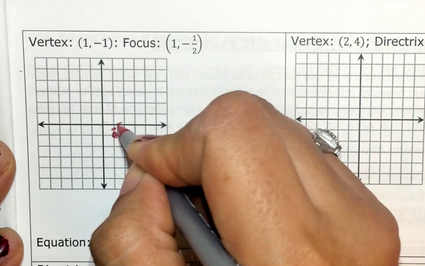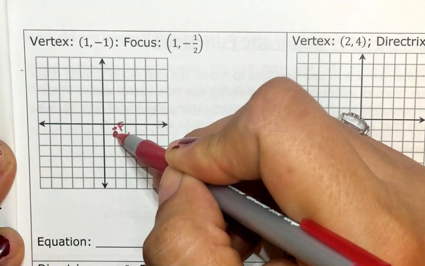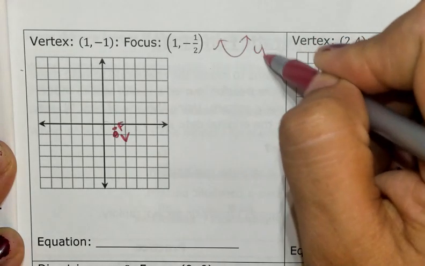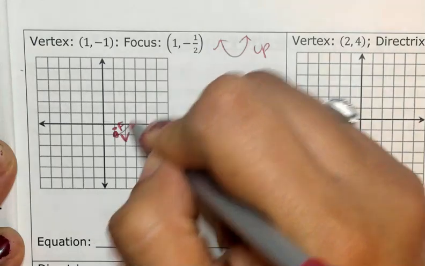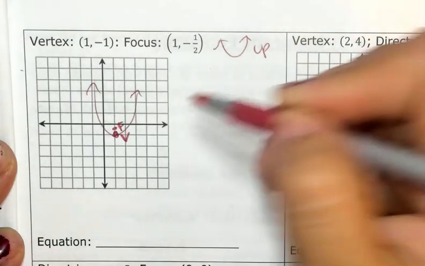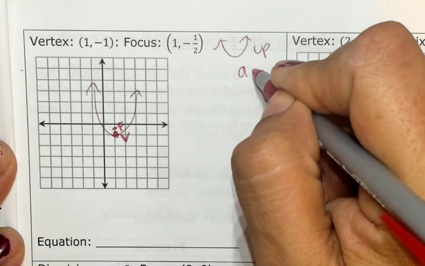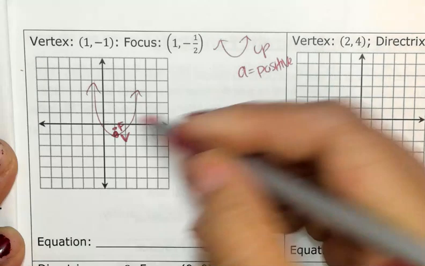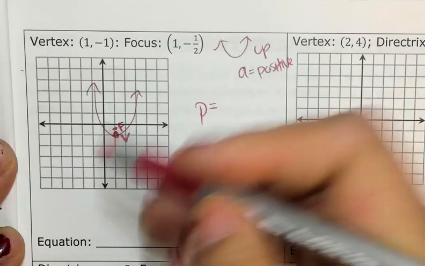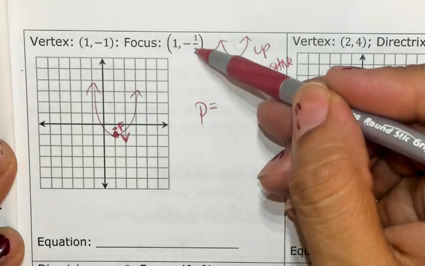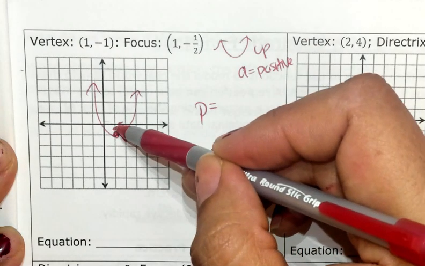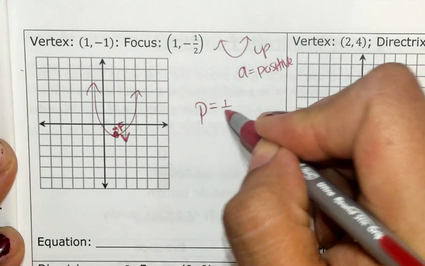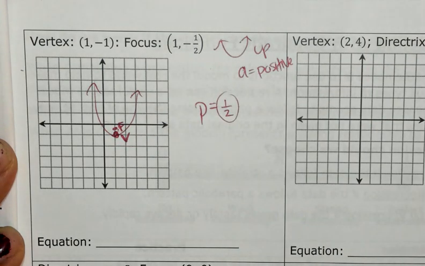So that'll be your focus. And the fact that the vertex is under that means the parabola will open up. So it's going to be something like this. That means we have an A value that's positive. And then with this information, we can calculate the P, which is the distance from the vertex to the focus. So it went from -1 to -1/2. So 1/2 is the P value.